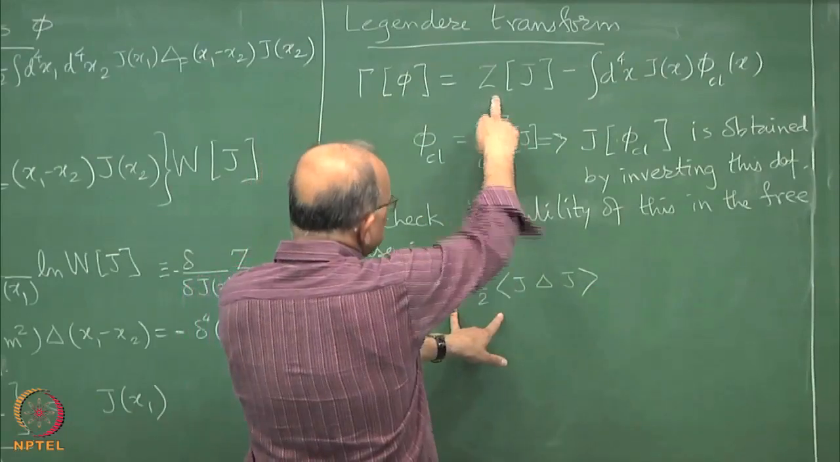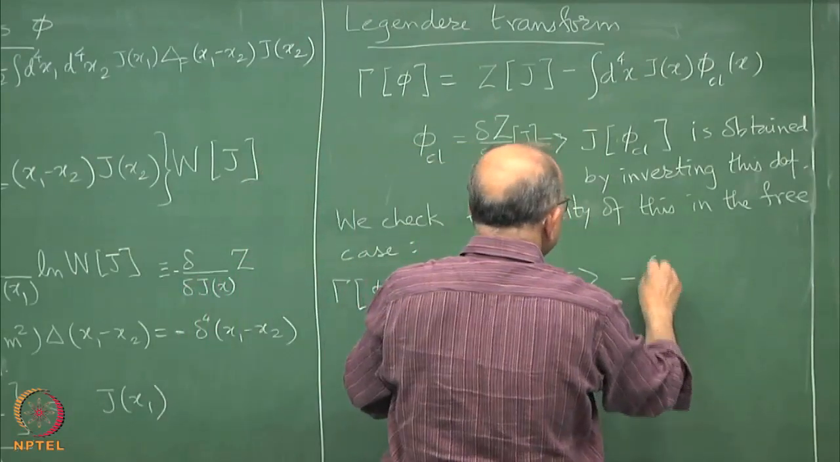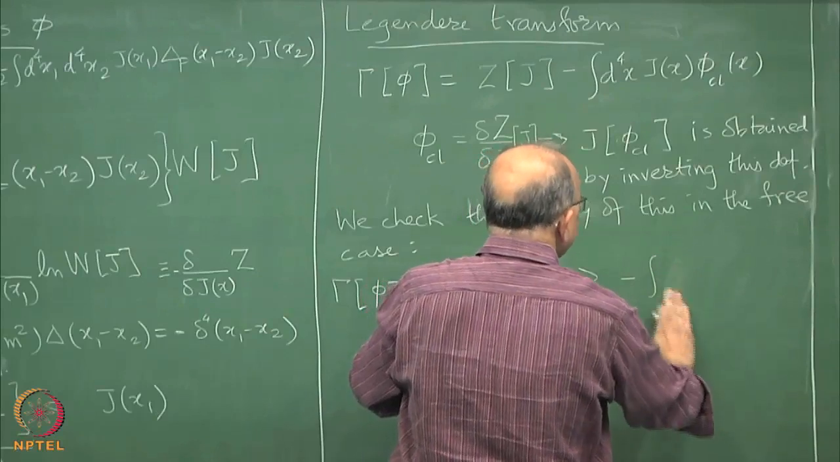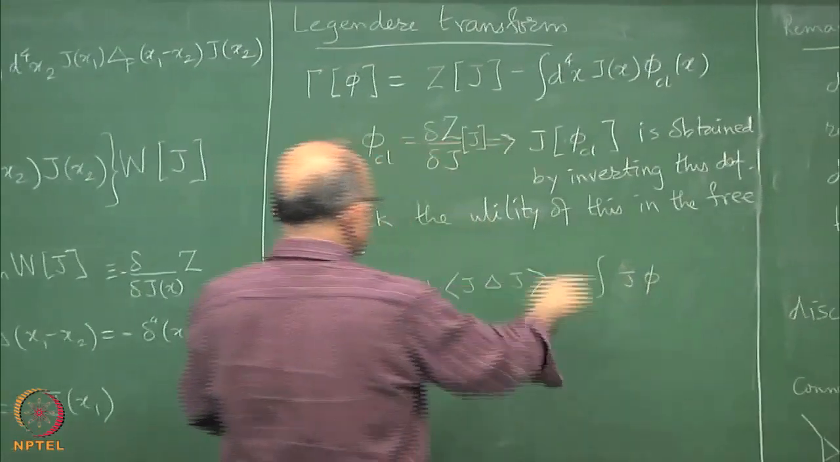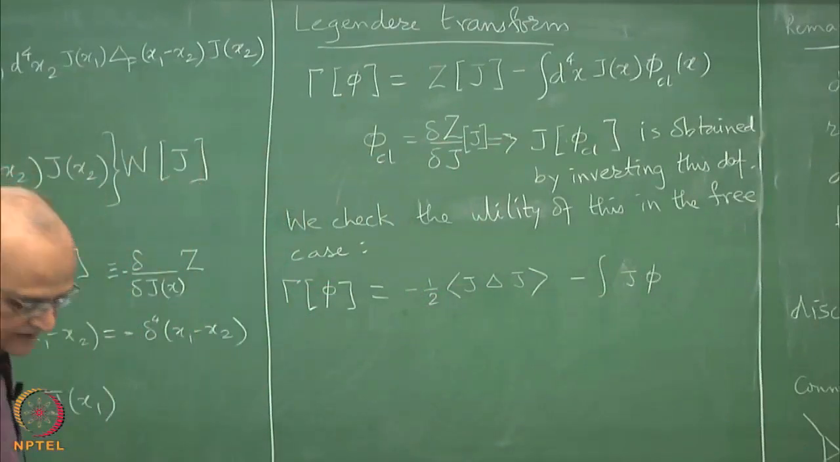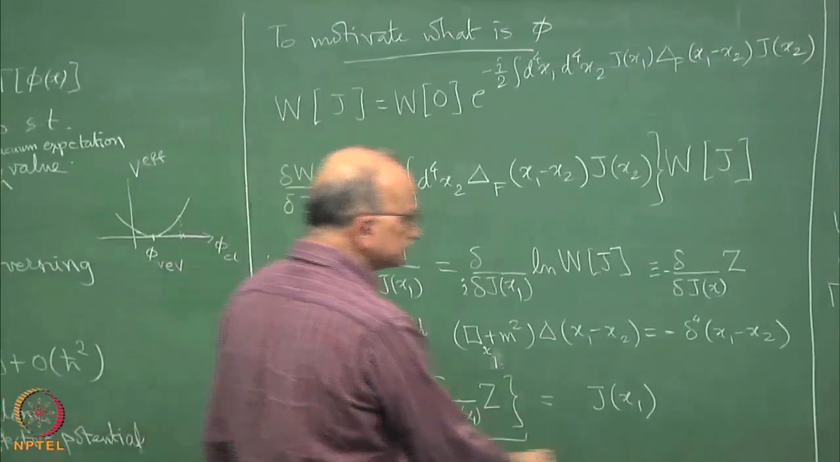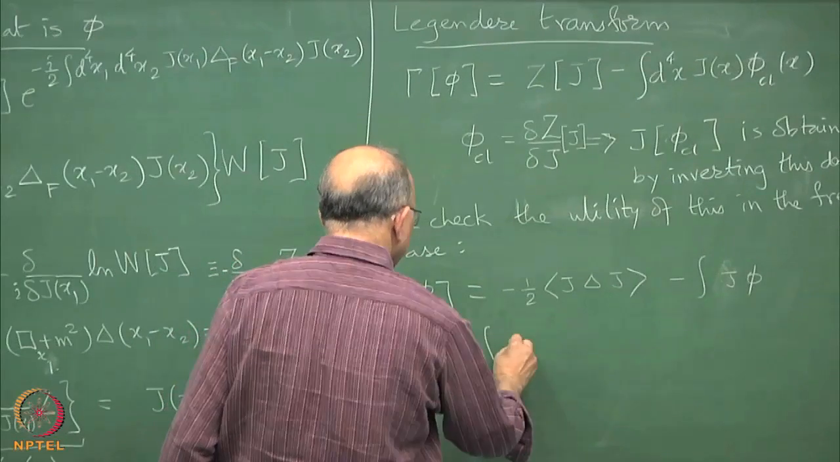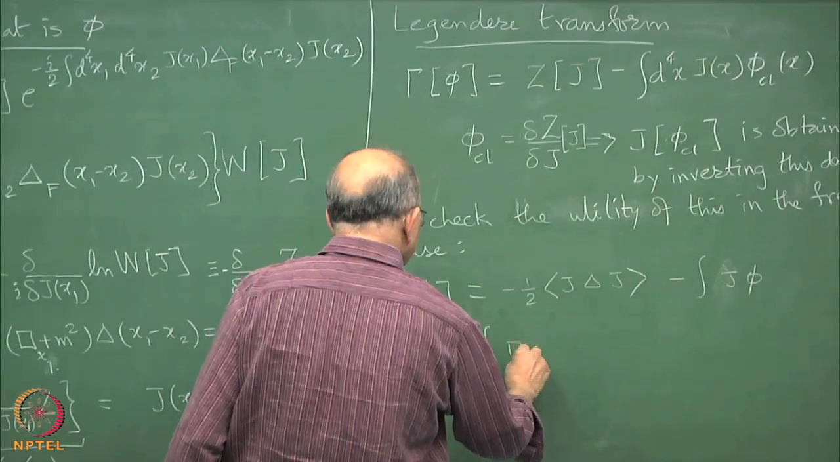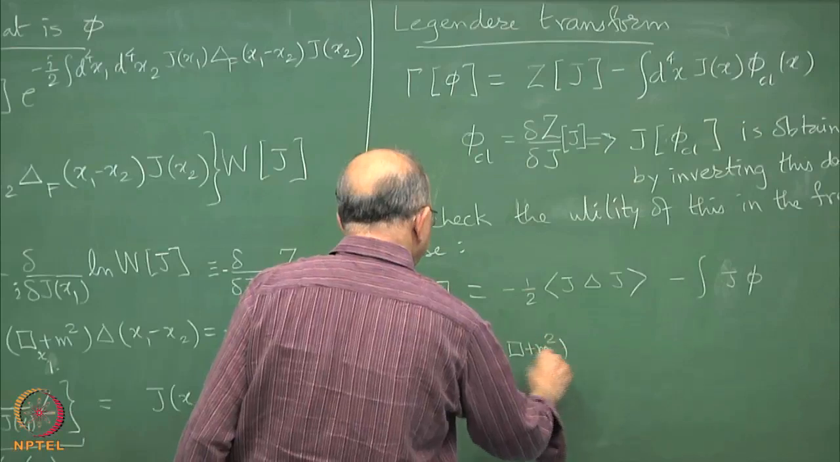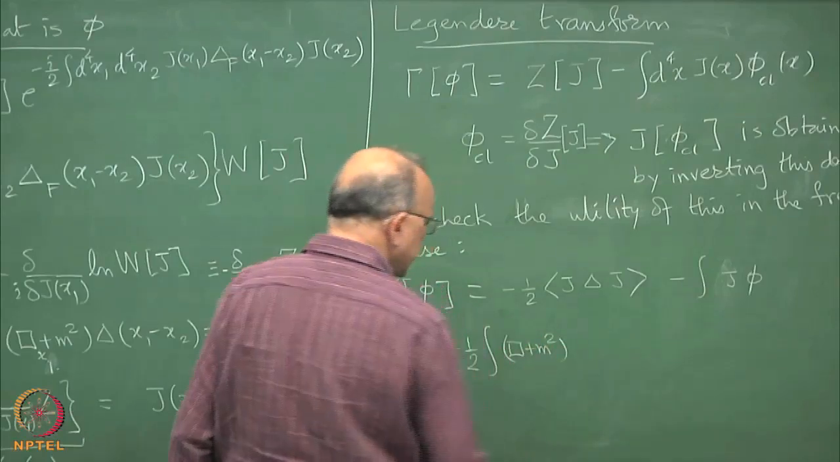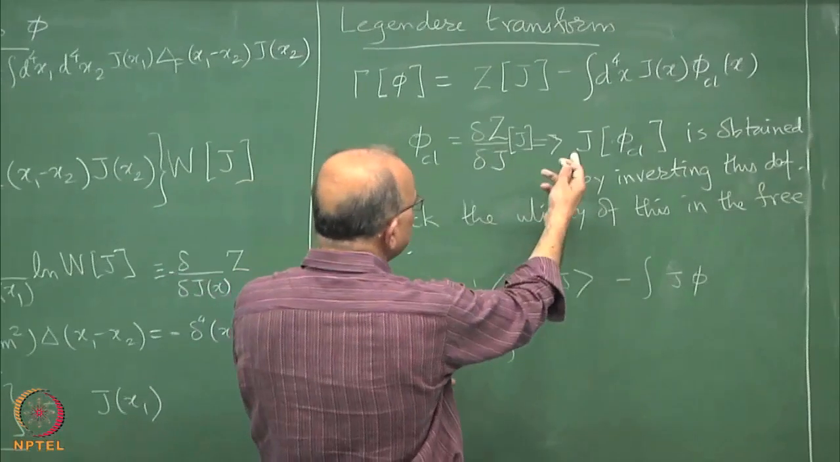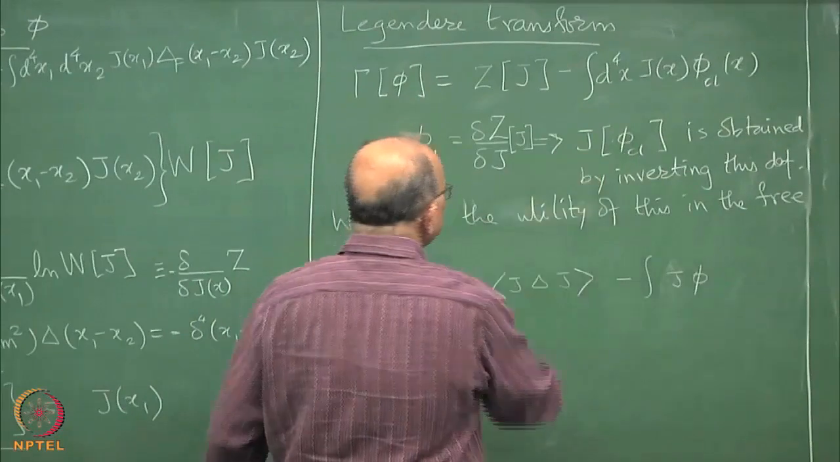That is the zj, and I have to write minus integral j phi. Symbolically, this is the starting point, but j is nothing but I substitute from here. J is box plus m square acting on phi. So that is the process of re-expressing J in terms of phi classical.